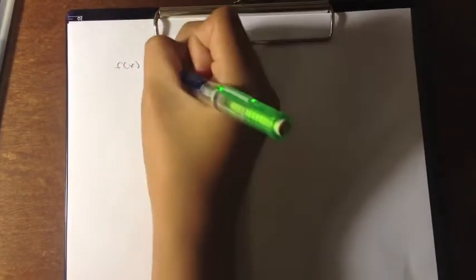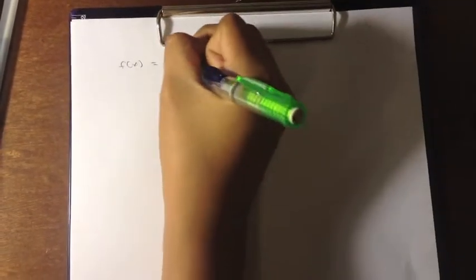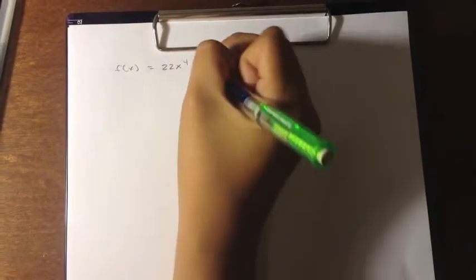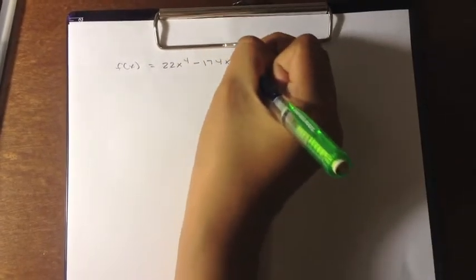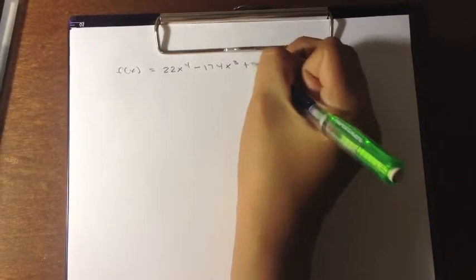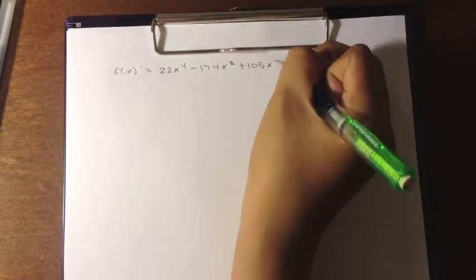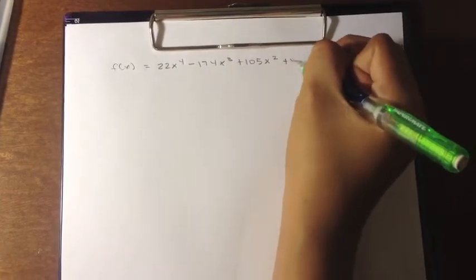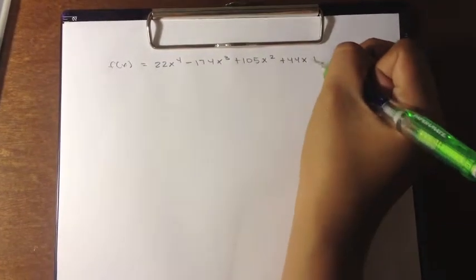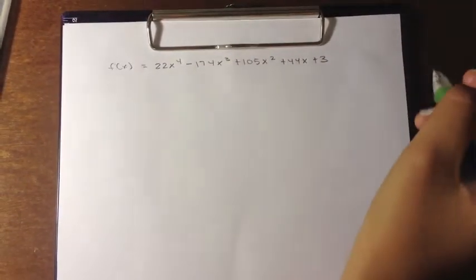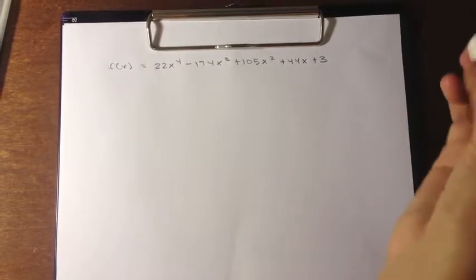Hi, my name is Adri, and today I will be going over Unit F, Concept 10, which is finding the zeros of real and complex numbers. So my equation is f of x equals 22x to the fourth minus 174x to the third plus 105x squared plus 44x plus 3. So now we have to find p's over q's.